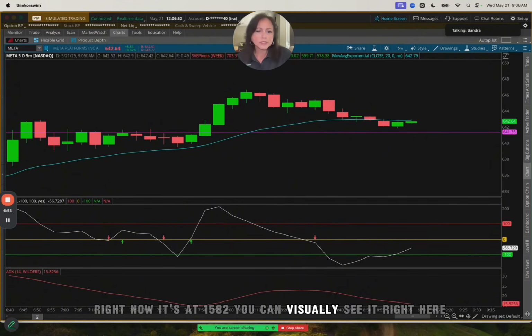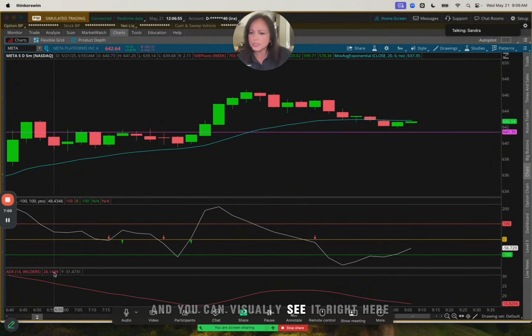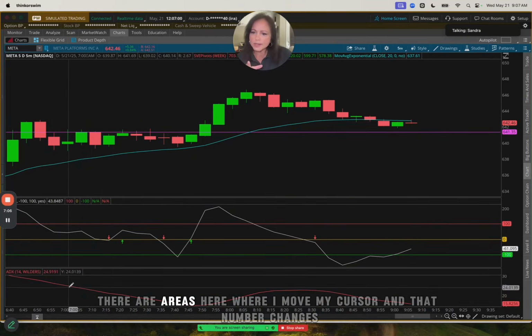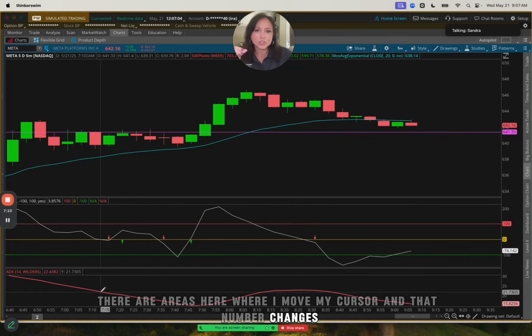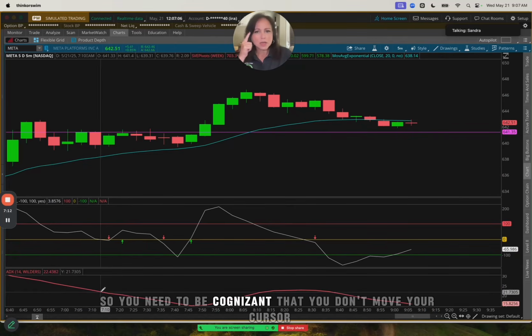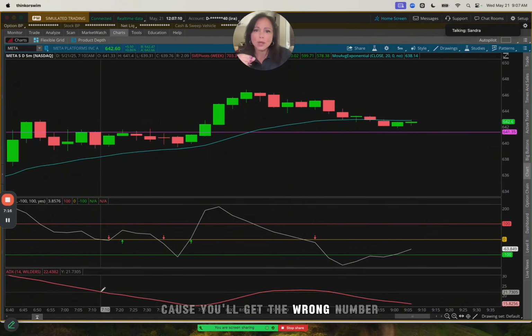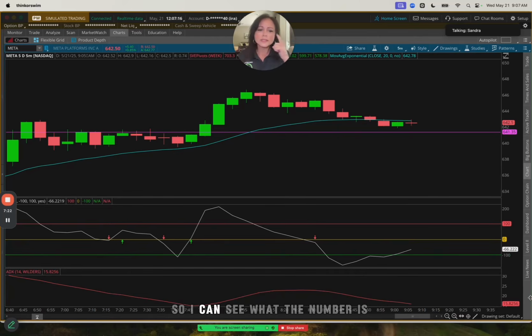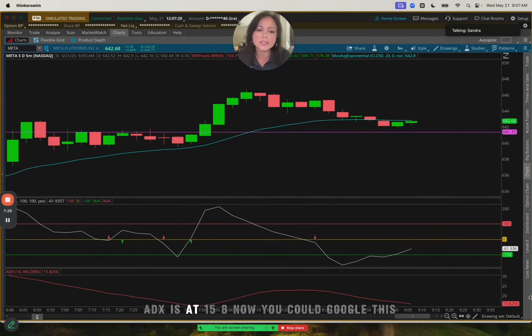You can visually see it right here, and you can visually see it right here. You'll notice when I move my cursor, there are areas where I move my cursor and that number changes. So you need to be cognizant that you don't move your cursor because you'll get the wrong number. So I'm going to just take my cursor out of there so I can see what the number is. And right now on a 5-minute chart, ADX is at 15.8.